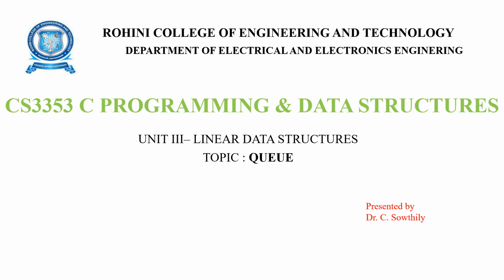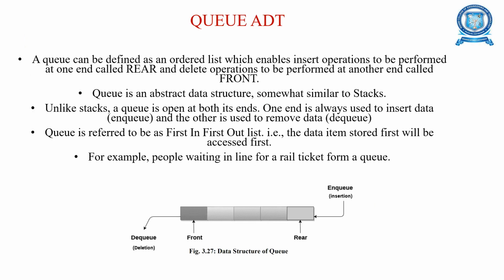So now we'll discuss queue. Queue abstract data type. A queue is defined as an ordered list which enables insert operations to be performed at one end called rear, and delete operations to be performed at another end called front. A queue is a data structure which is similar to stacks.